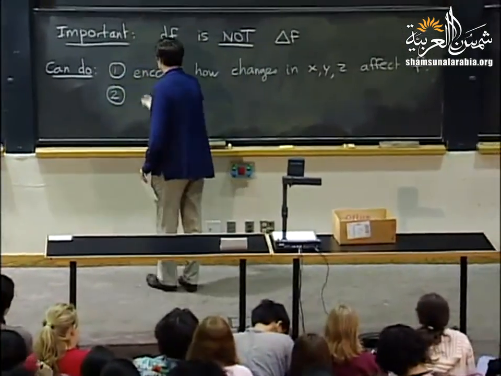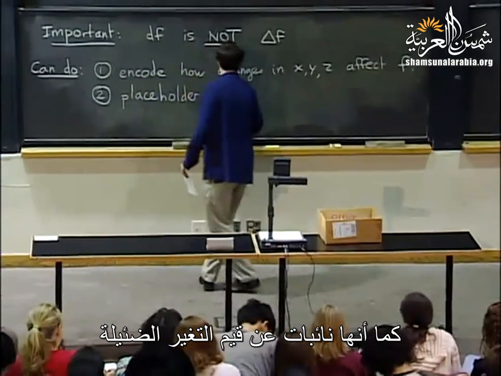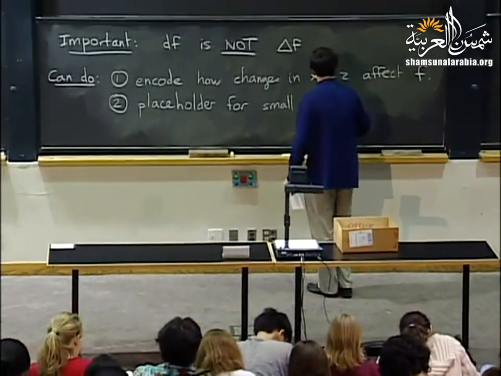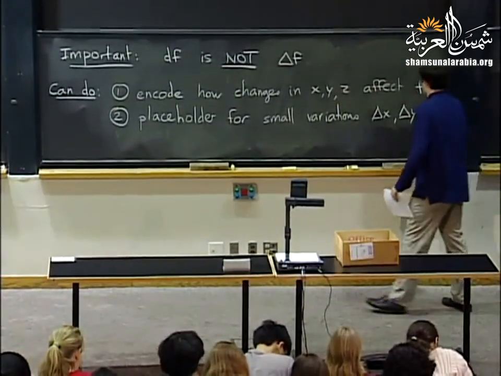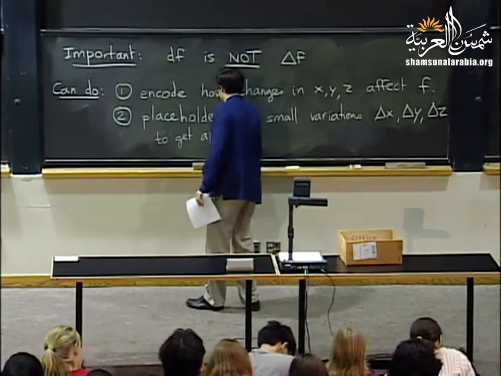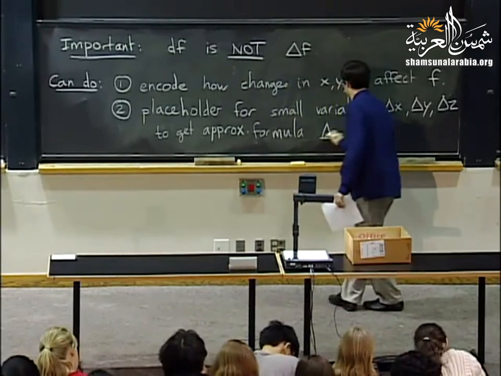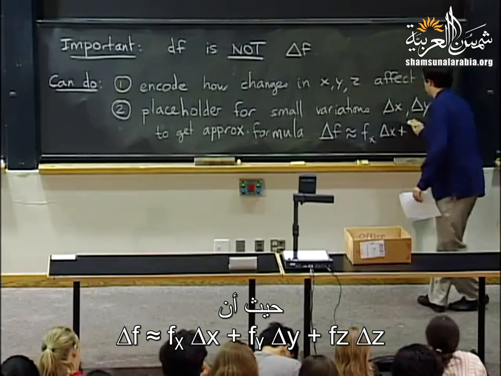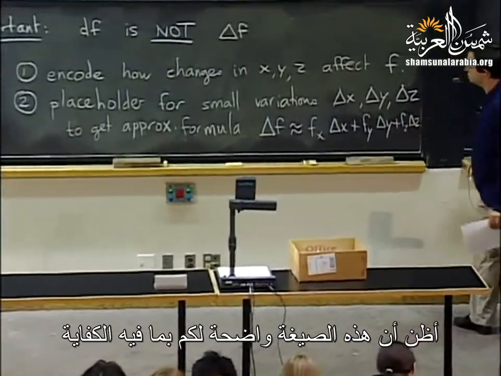And in particular, this is a placeholder for small variations, delta x, delta y, delta z, to get an approximation formula, which is delta f is approximately equal to f sub x delta x plus f sub y delta y plus f sub z delta z. So it's getting cramped, but I'm sure you know what's going on here.